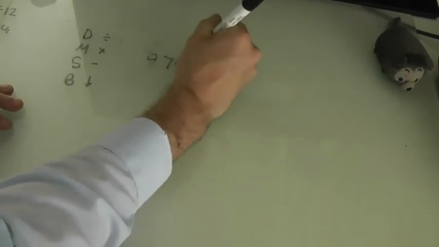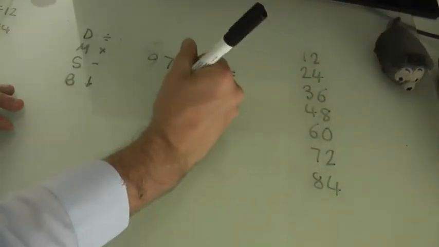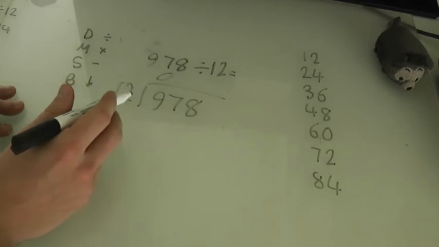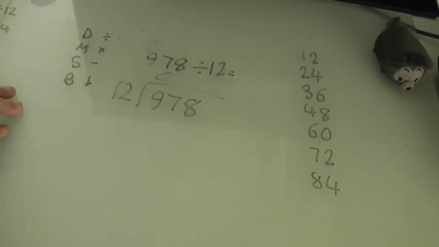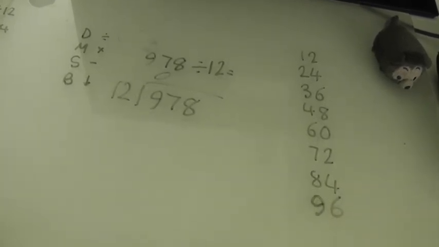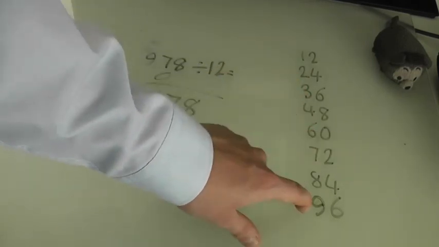Let's have a look at the next one. We've got 978 divided by 12. So we write our 12 times table down the side. 48, 60, 72, 84, okay. Write it out here. We know that 12 can't go into 9. So now we do how many 12s can go into 97. Let me just go up one more again. Okay. So how many 12s go into 97? 1, 2, 3, 4, 5, 6, 7, 8.